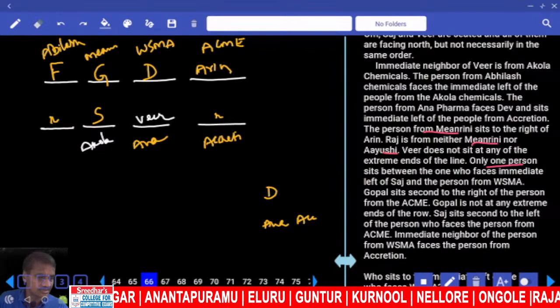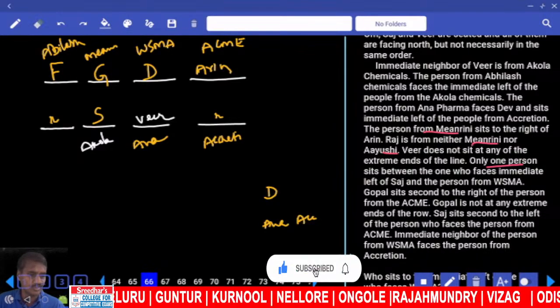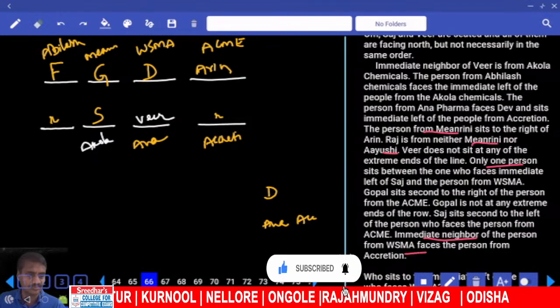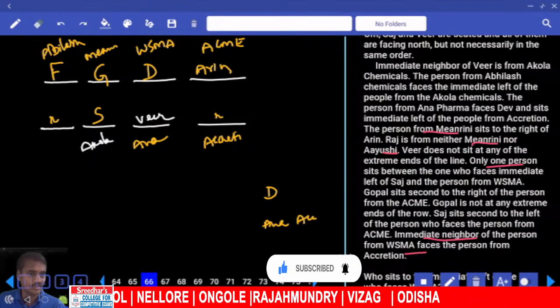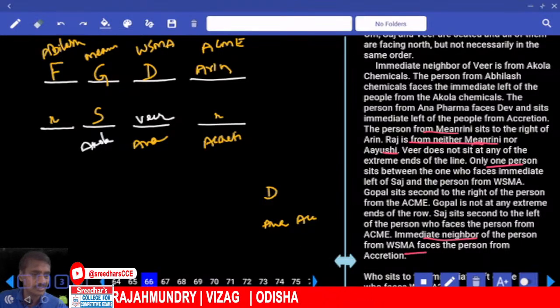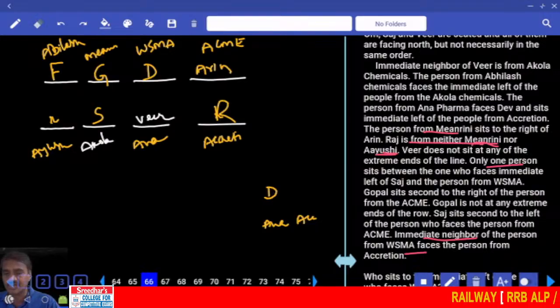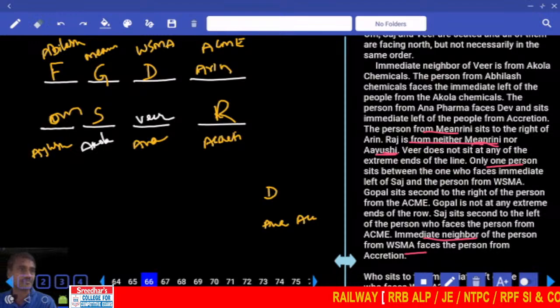R. Where is this R here? Now immediate neighbor of the person WSMA, and Raj. Raj is neither Mean Rini nor Ayushi. Now finally what is left over here? Ayushi. Then Raj is not here, Raj is here. Raj is here, who is the person left over? Om. Om must be here. Done?